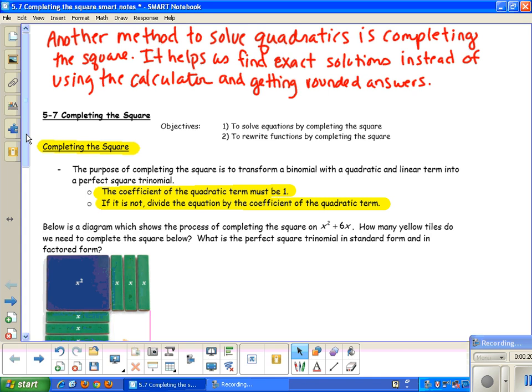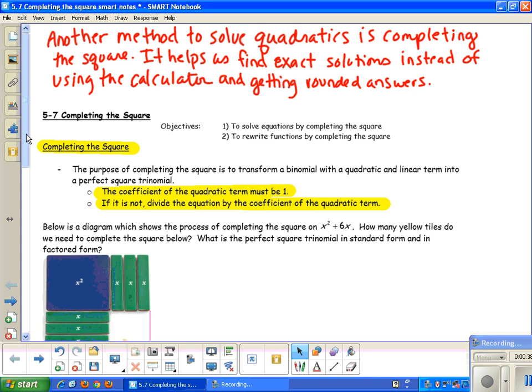Remember, we have factoring to help us solve, taking the square roots of both sides, and then we showed how to solve equations using your calculator. Now we're going to solve our equations by completing the square, and this helps us find our exact solutions for problems that we can't factor or take square roots of.